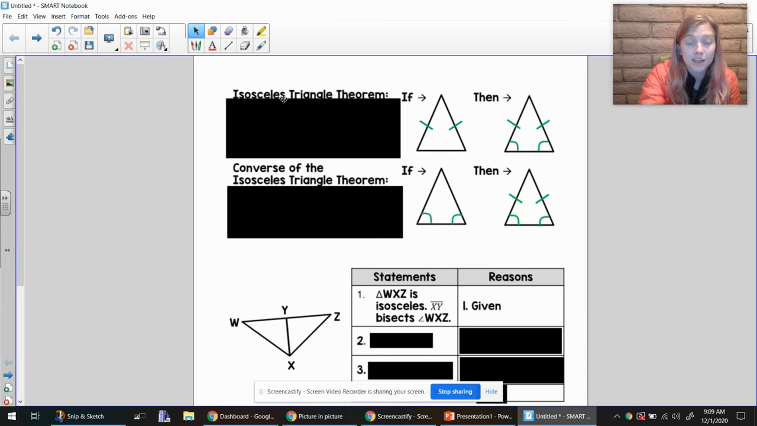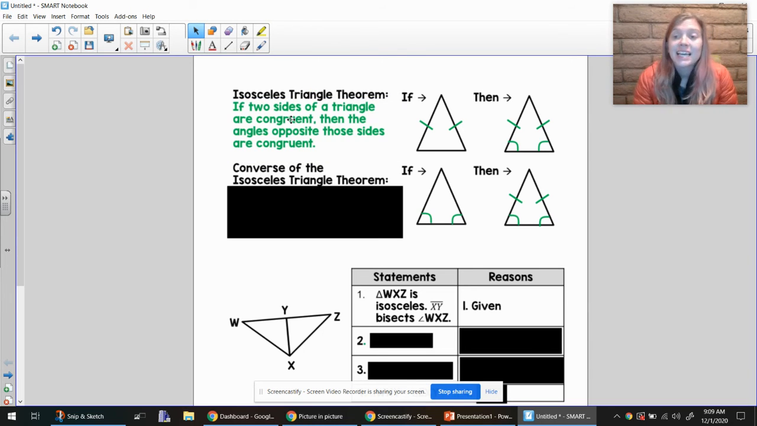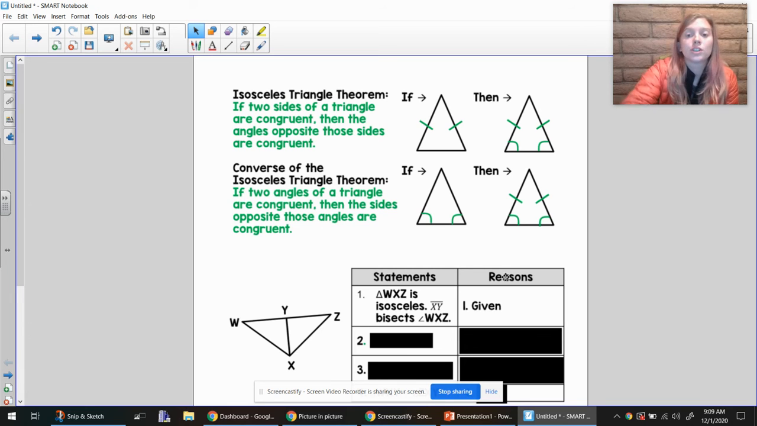So the first theorem we're going to learn for isosceles triangles is the isosceles triangle theorem. This tells us that if two sides of a triangle are congruent, then the angles opposite those sides, or across from those sides, are also congruent. So if two sides of the triangle are congruent, then the two base angles are congruent. The converse of this theorem is also true. So if the two base angles are congruent, then the two sides of the triangle must be congruent. So we're going to use this theorem to solve two proofs.